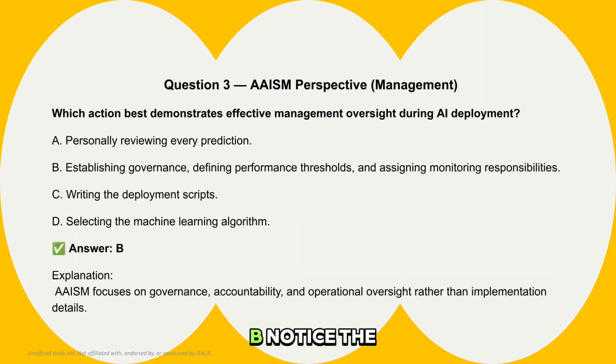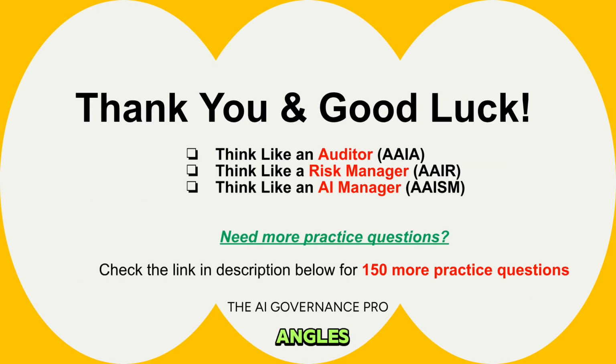The answer is B. Notice the pattern across all 3 questions. A, C, and D all describe someone doing the technical work. AAISM is testing whether you understand that oversight means setting up governance and accountability structures, not personally doing the implementation. If you catch yourself picking the hands-on answer on an AAISM question, stop and ask whether that's really a management action. And that's the AI life cycle from all 3 angles.